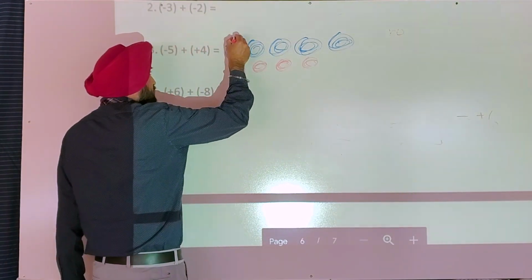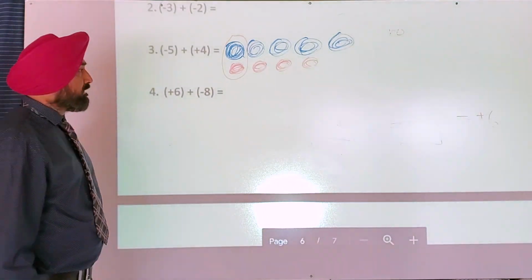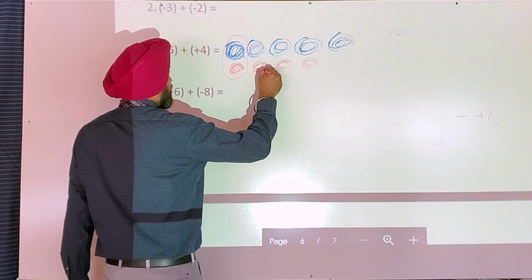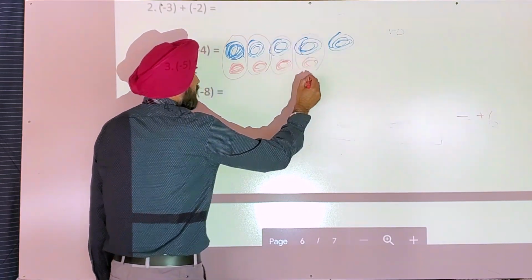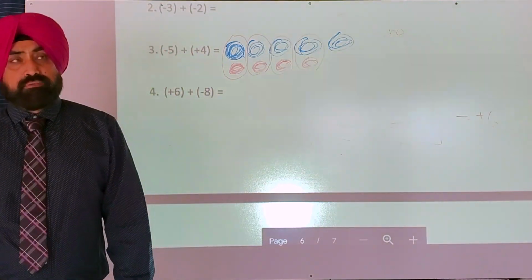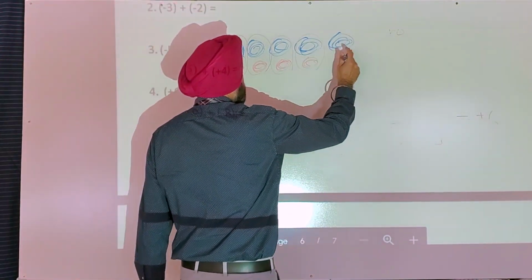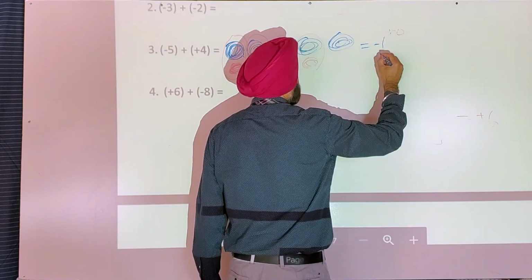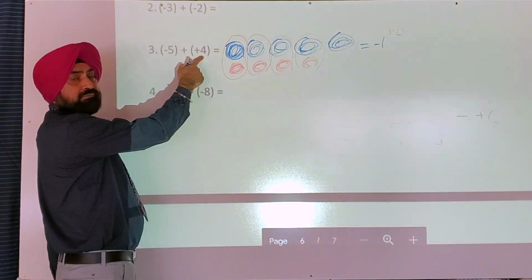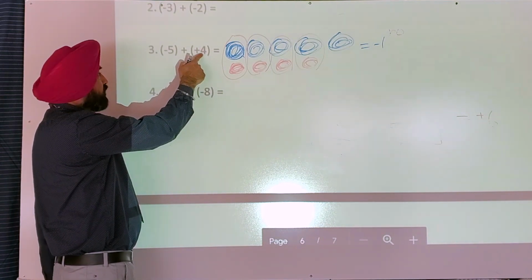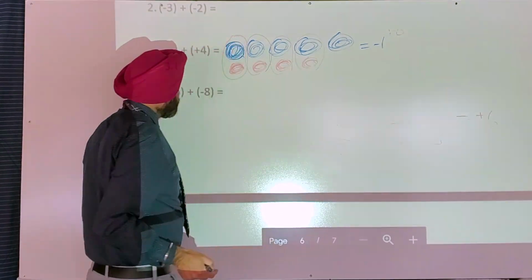Now see, this will make a 0 pair. So the result is 0. They cancel each other's effect. Same thing, this will cancel, this will cancel, this will cancel. So there are 4 zero pairs, meaning they will result in 0. So what is left? Negative 1. So the answer is negative 1. And if you use the integer rule, 1 negative, 1 positive, we subtract. So 4 take away 5 is 1, and because 5 is bigger, negative 1.